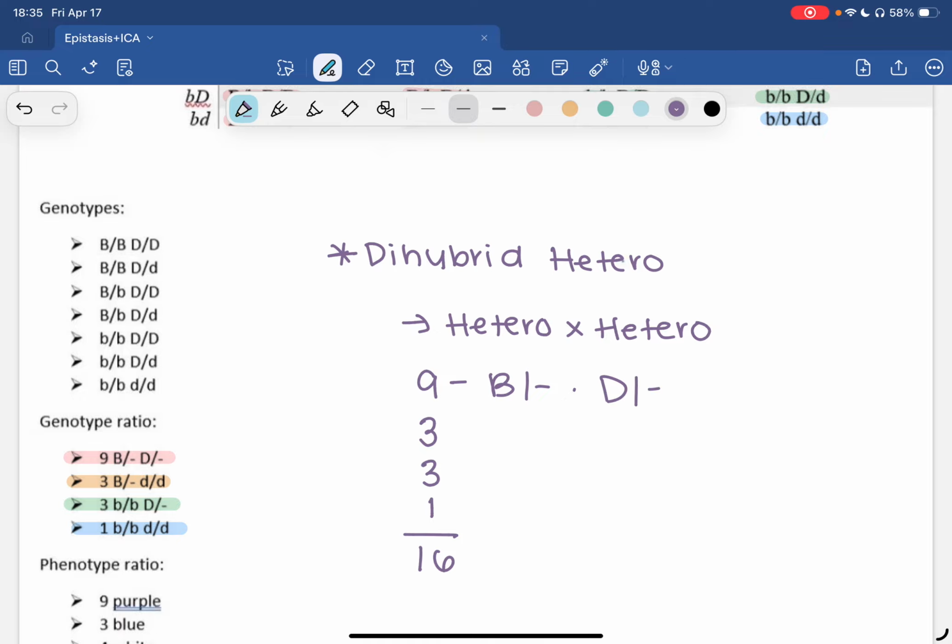So one good copy of both. Let me get rid of this so it's a little less confusing. And then 3 of them will have one functional good copy of the B. However, they will not have a good functional copy of the D enzyme. And then 3 of the individuals will not have a good B, but they will have a good D gene. And then lastly, the 1/16, they're not going to have a good functional copy of either the B or the D enzyme.